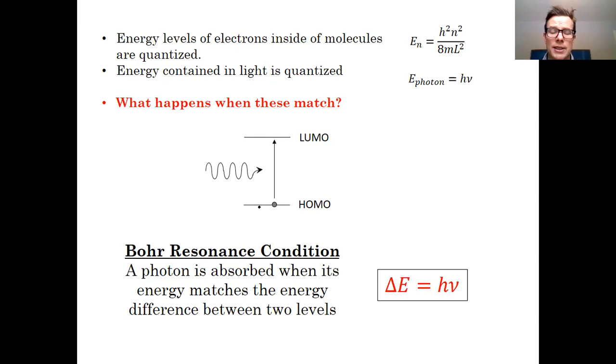In quantum mechanics, this is given a specific name. It's called the Bohr resonance condition. And it says a photon is absorbed when its energy matches the energy difference between levels. And I want to emphasize to you that this is not the absolute energy, but the difference between energy levels. So delta E is equal to h nu.